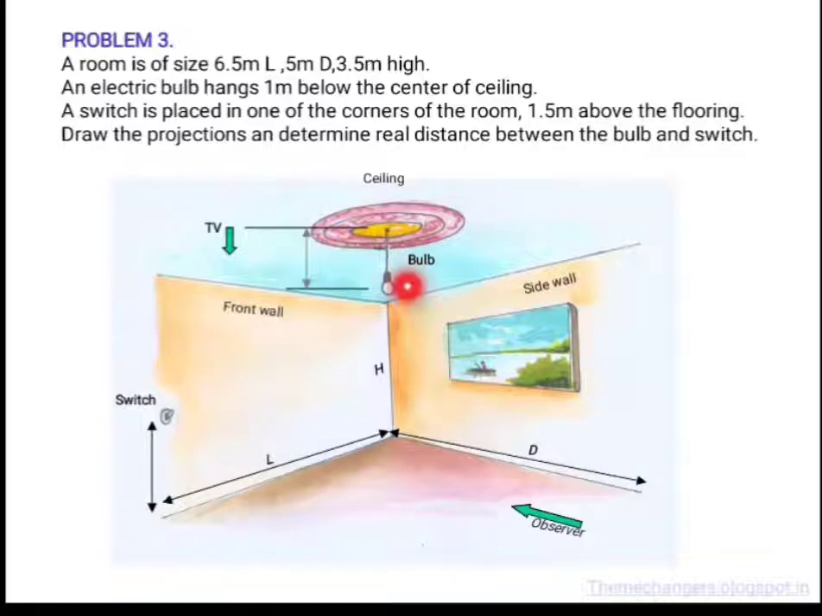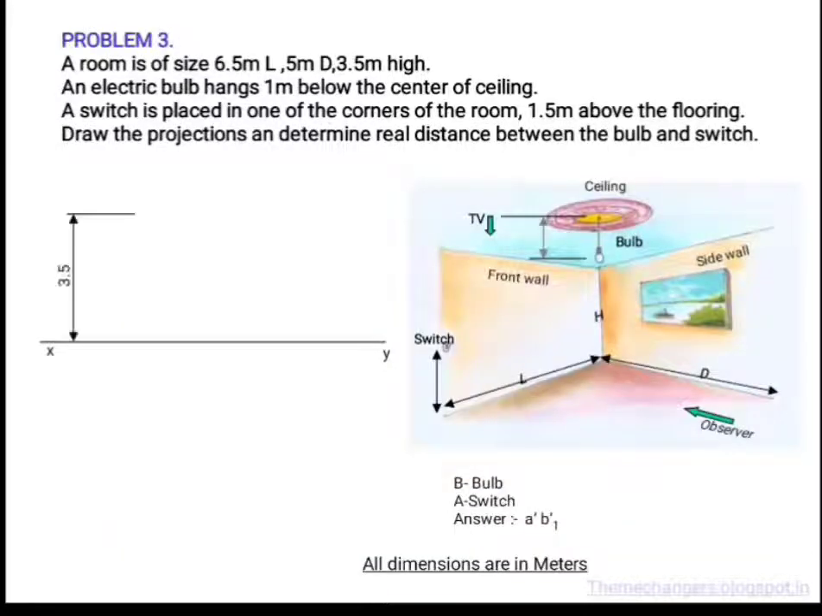Here we have the bulb which is hanging 1 meter below from the center of the room, and the switch is located at one corner of the room. We have to find out the distance between this switch and bulb. Now we can solve this problem.